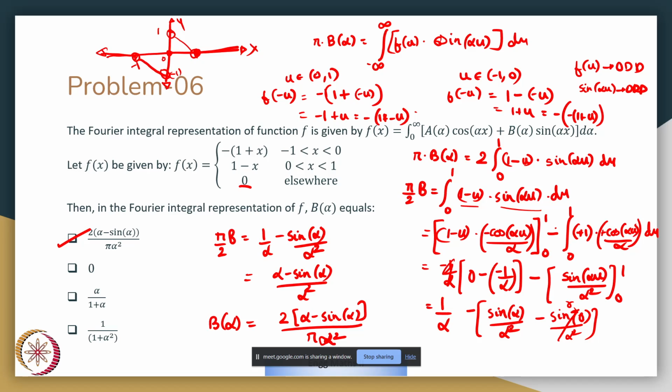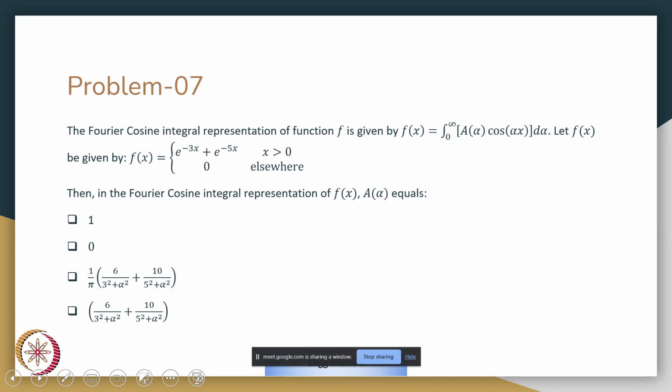If this problem is also clear, we then move to problem number 7. Now we are asked to calculate the Fourier cosine integral representation of f of x, and in that we are asked to calculate A of alpha, and we are given this particular data. So f of x is e raised to minus 3x plus e raised to minus 5x when x is greater than 0 and 0 everywhere else.